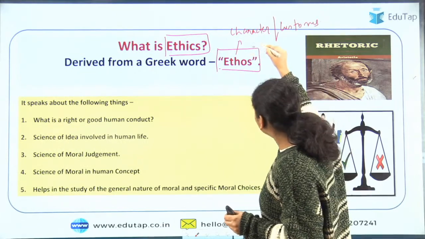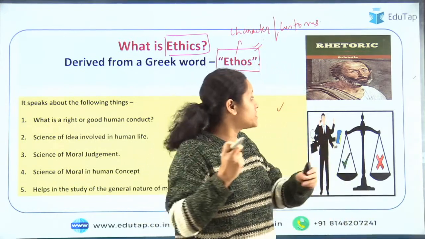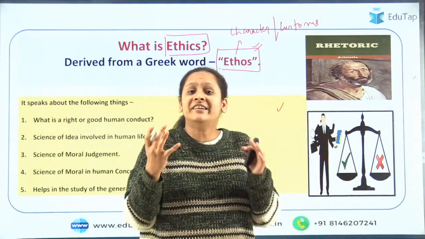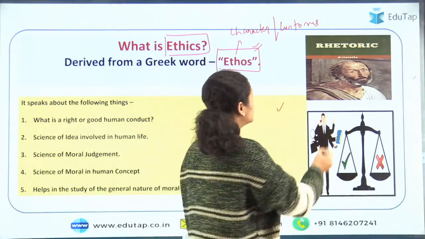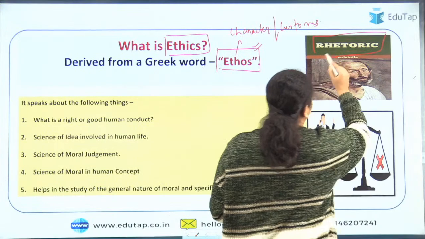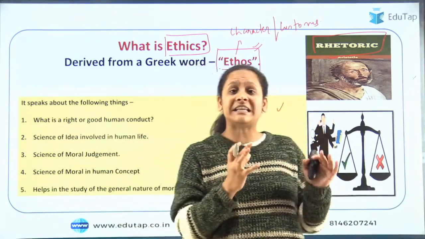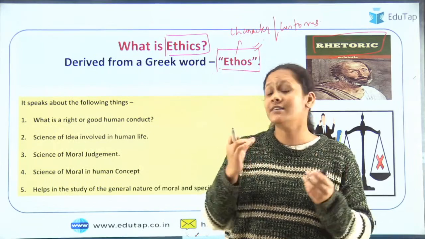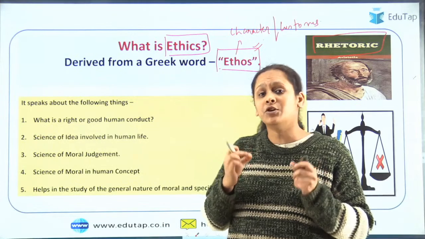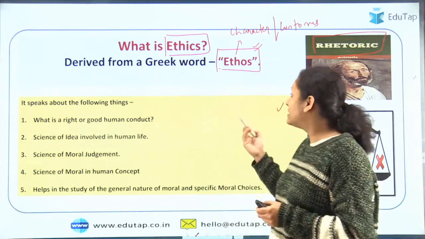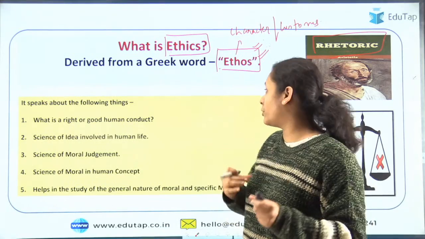This term ethos was used by Aristotle. When did he use this term? He used this term in his famous book Rhetoric, wherein he said that ethos is one of the three means of effective modes of persuasive communication or speech. So that is where the word ethos got its popularity from.